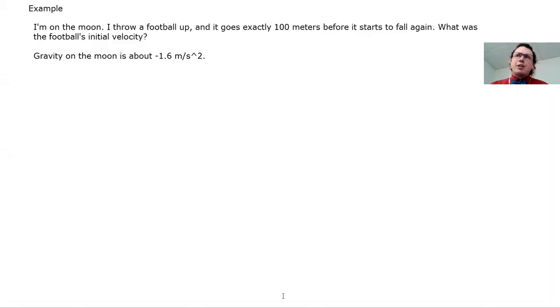So I can do this the other way too. I can measure how high a projectile goes and use that information to calculate, to predict how fast it was initially going. So again, I'm using kind of a silly example here where I'm on the moon just to show what this looks like for a different acceleration.